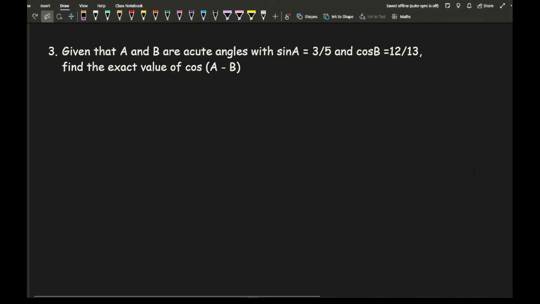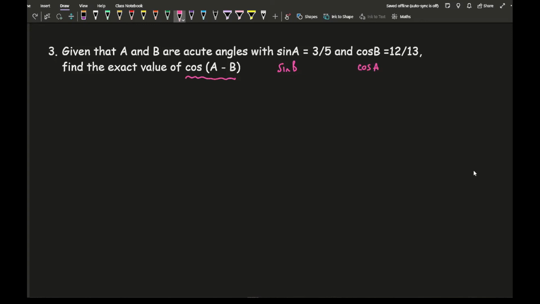Now the next question, which is given that A and B are acute angles with sine A equals 3 over 5 and cos B equals 12 over 13, find the exact value of cos A minus B. Now with these particular questions, in order to solve, I need cos A and I need sine B. So obviously it's going to involve a compound angle. I'm going to need to know what sine B is, and I need to know what cos A is going to be.